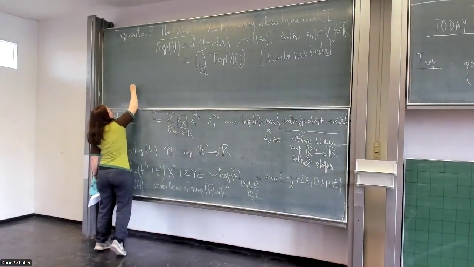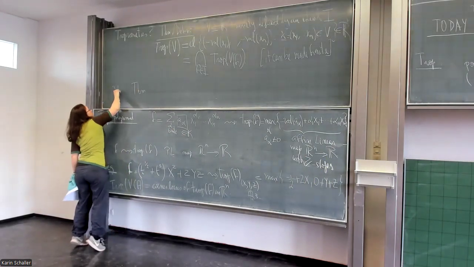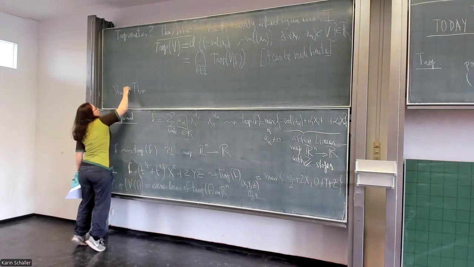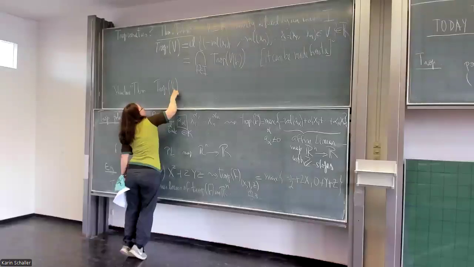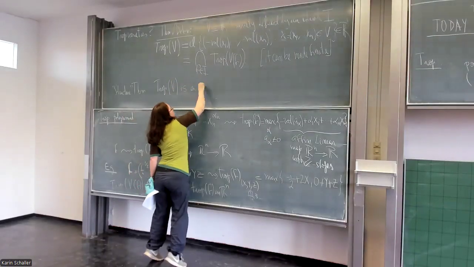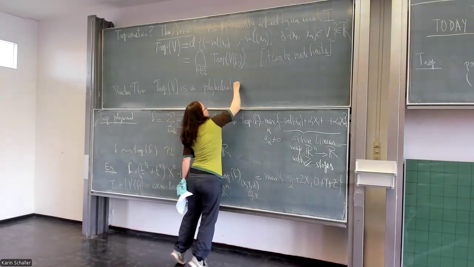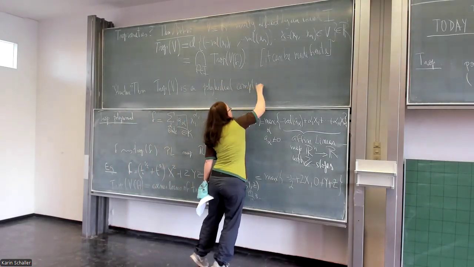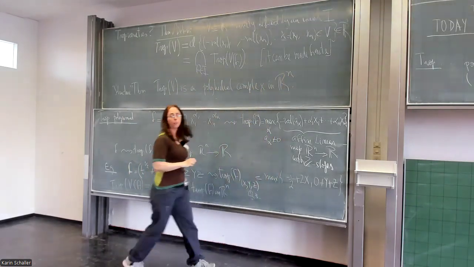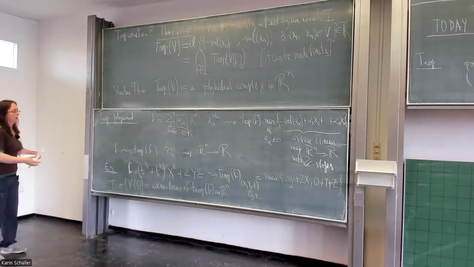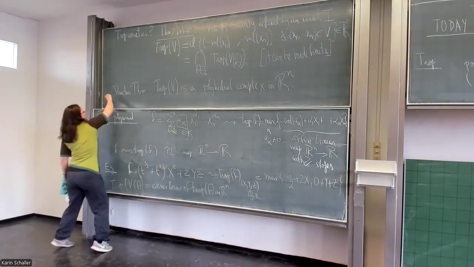So this is, let's say, a baby version of a structure theorem: trop V is a polyhedral complex. In a minute, I'm just going to talk about curves.